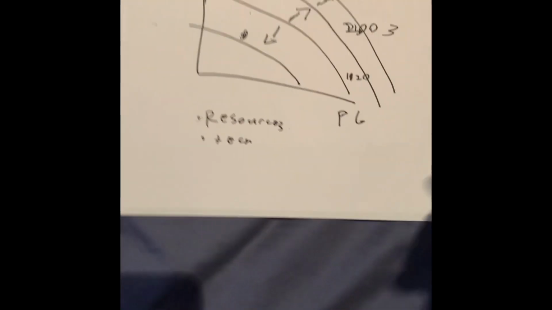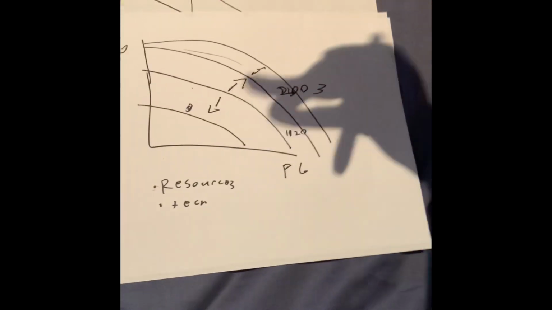And lastly, education, because basically education produces better workers, and we'll be able to produce more. So that would shift it right. And those are 3 things that would shift the production possibility curve.